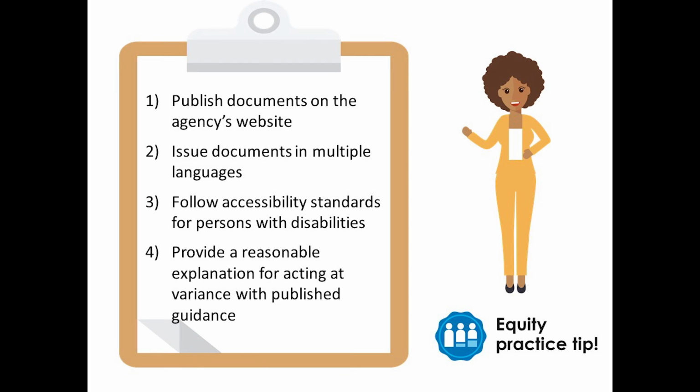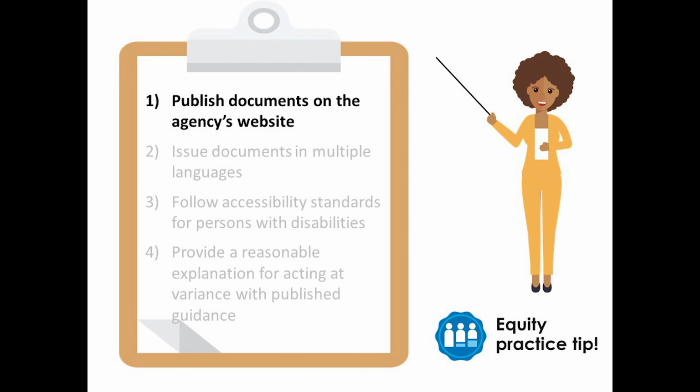Based on her research and consultation with her legal department, Wendy has learned that although there are no procedural requirements she must follow before issuing the guidance, there are 4 best practices she can use to ensure that the process is fair, equitable, and accessible to everyone. First, Wendy can publish the guidance document on her agency's website so that members of the public have notice of and easy access to the agency's view on how the mobile food regulations will be implemented and enforced.